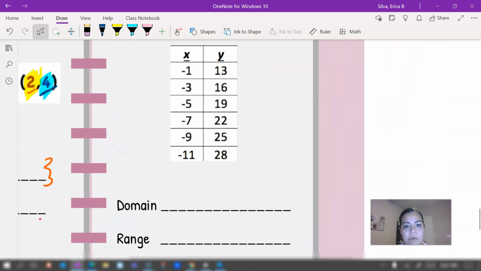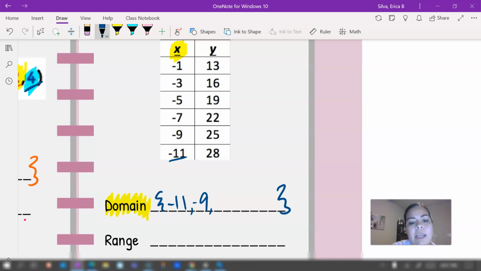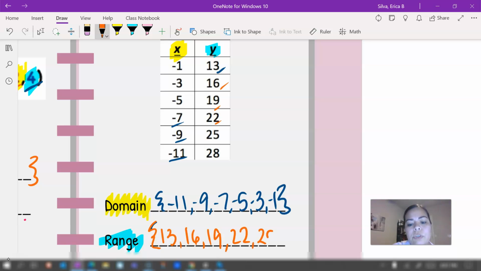We do the same thing for tables. This one doesn't look like anything repeating. Let's go ahead and start with our x values for our domain. And all we're going to do is list them. Let's start with the smallest: -11, -9, -7, -5, -3, and -1. And then for our y values, for our range, we're going to start with the smallest one. Let's open up our brackets. We've got 13, 16, 19, 22, 25, and 28. Close our brackets.